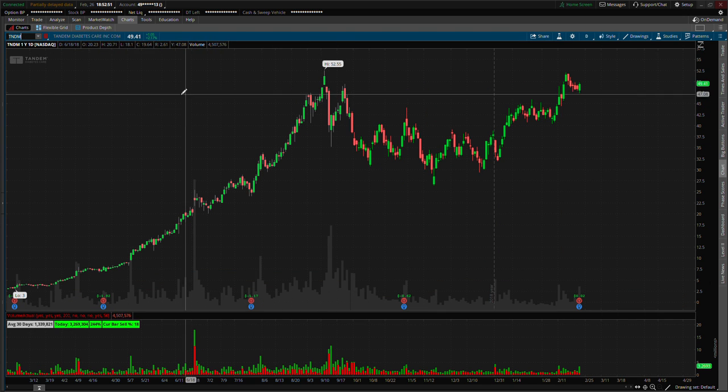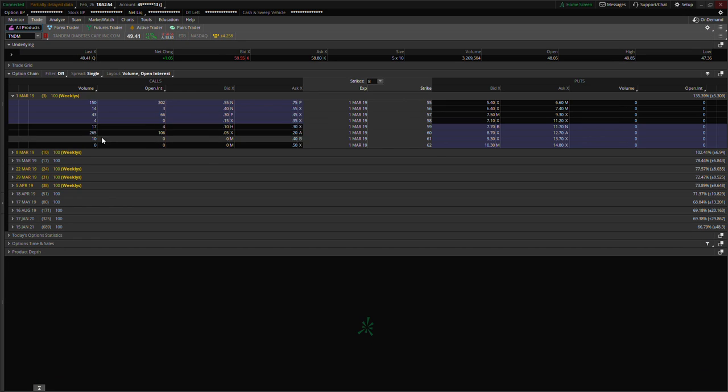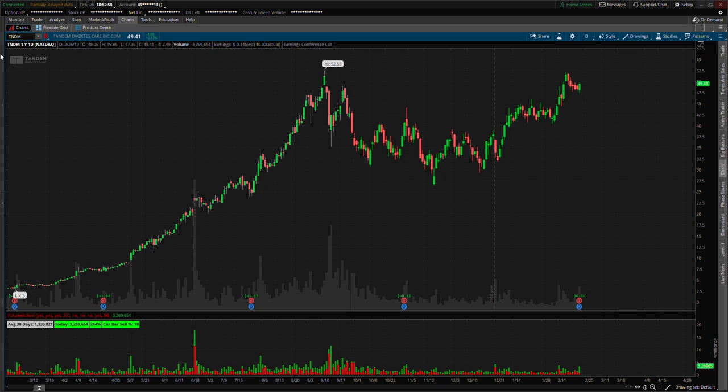TNDM, again, I have never traded this, so we're going to look at the trade tab real quick. Low volume, bad spread, we're not going to cover that. SQ, already covered.